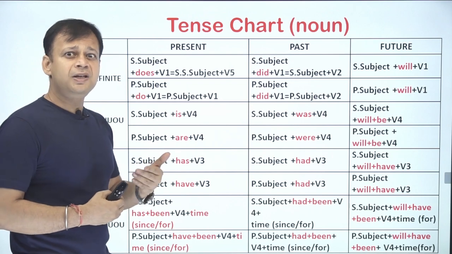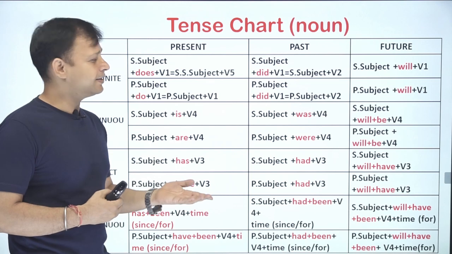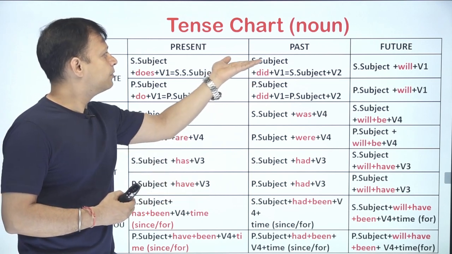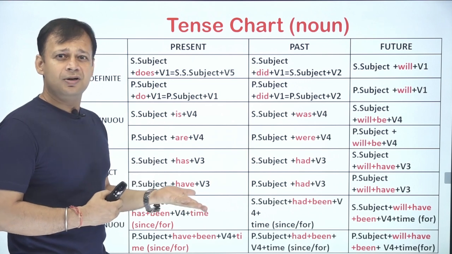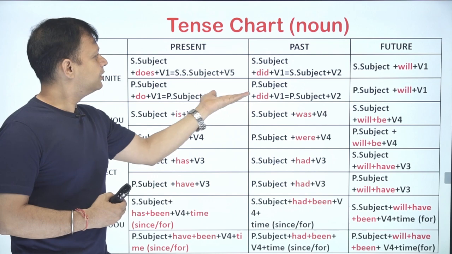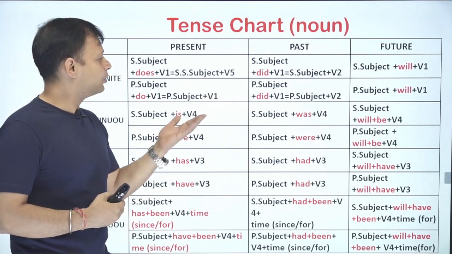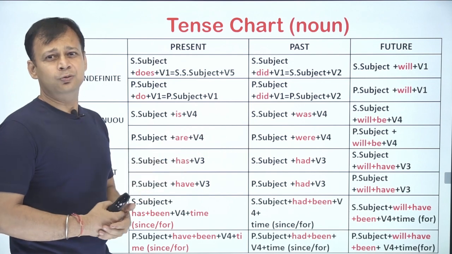But if you want to speak a negative sentence, you have to use a helping verb. And in this case, it is did. So singular subject plus did plus V1. So did is a neutral helping verb, as we have discussed in our previous videos. So it goes along with the plural subject as well. So plural subject plus did plus V1 and plural subject plus V2.